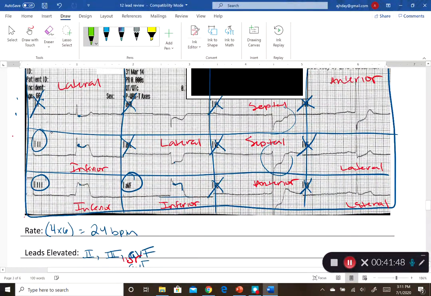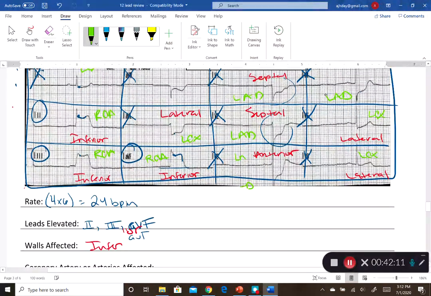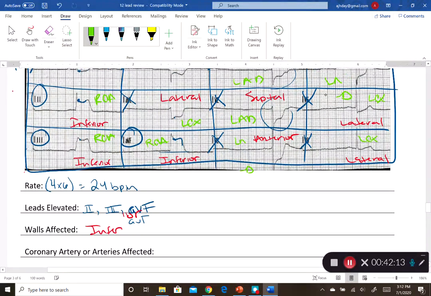Go ahead and label our arteries. It's going to be my left circumflex for my lateral. My inferior is going to be my right coronary artery. And then my septal and anterior is going to be my LAD. So, coronary artery affected: since it's inferior, it's going to be my RCA.